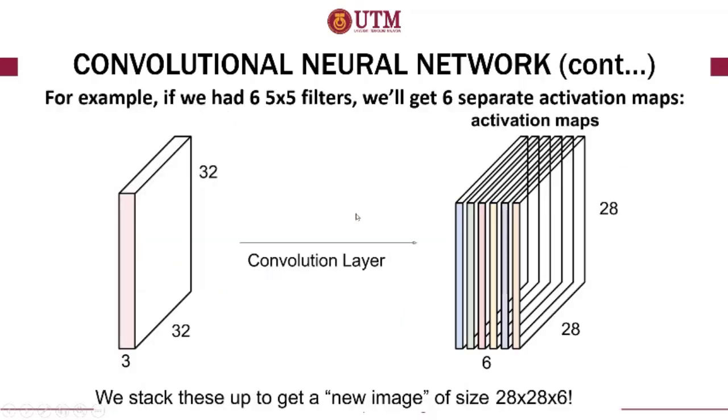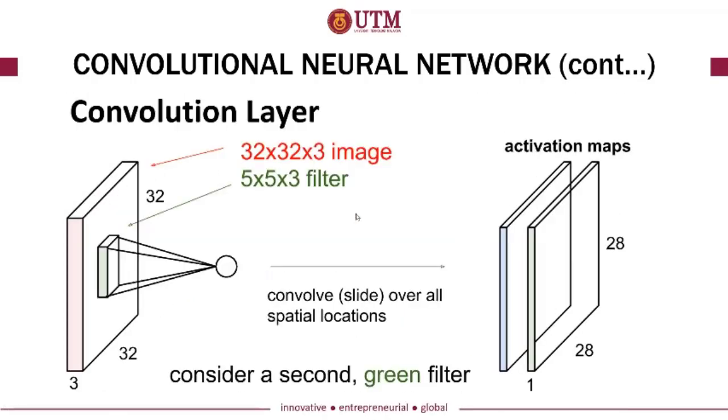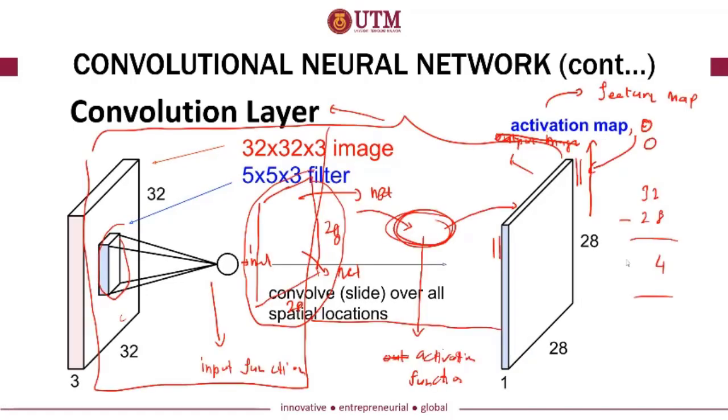So that's why in this case, you ignore two lines that are close to the border. So this side you have 2, this side you have 2. So that's why you have a total of 4. So 32 minus 4 is 28. So that's how you get the result there. Okay, so that is how you compute from this input color image by using a 5 times 5 times 3 filter.